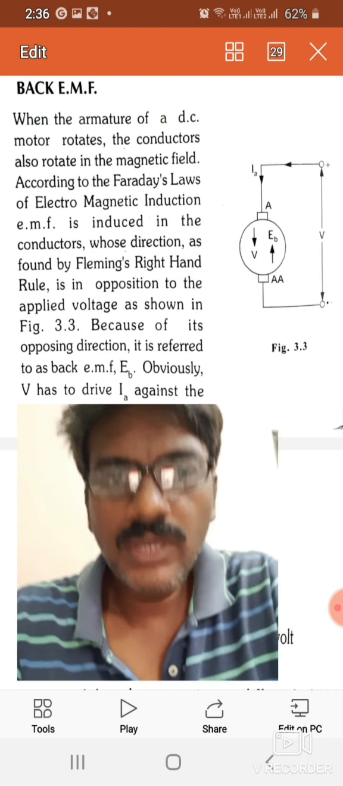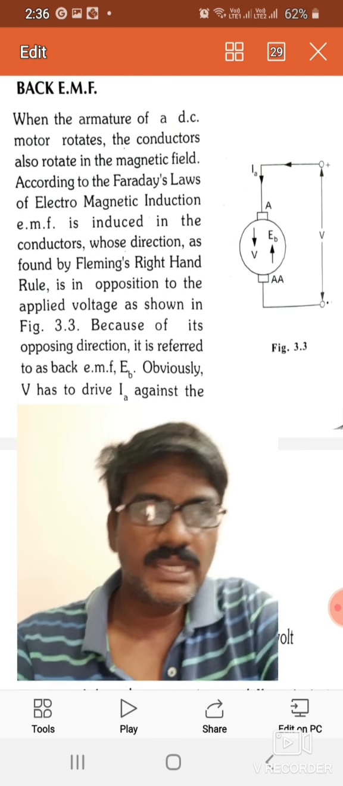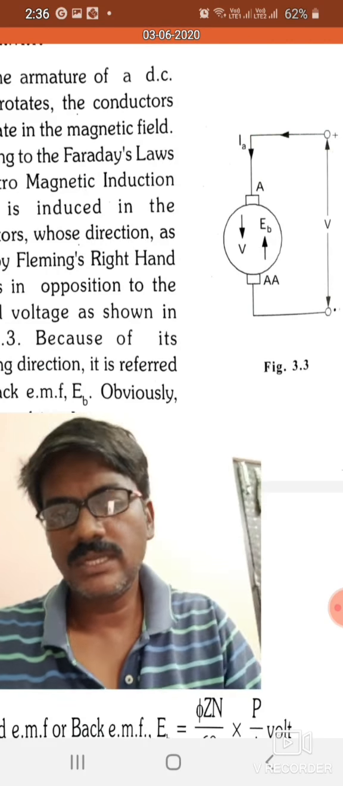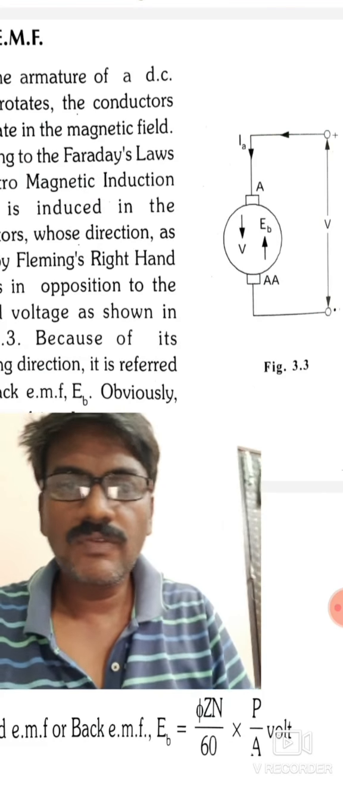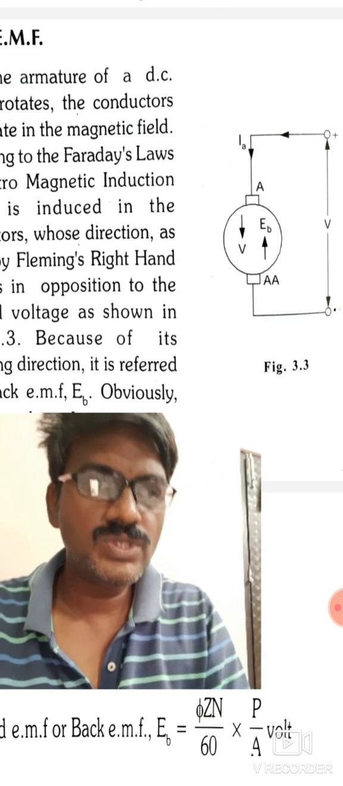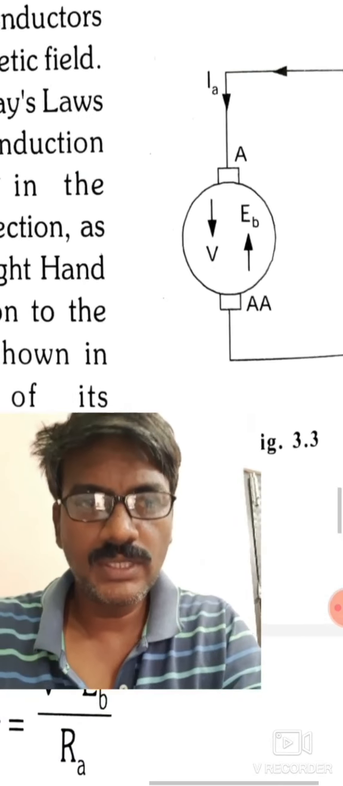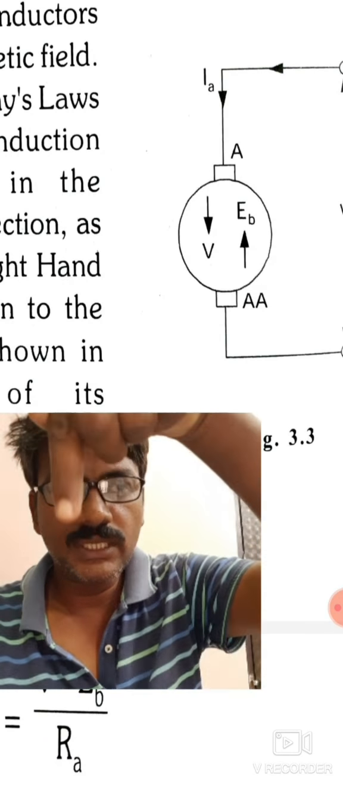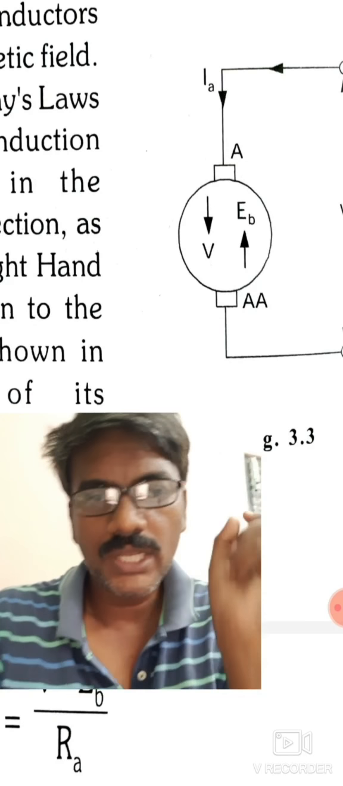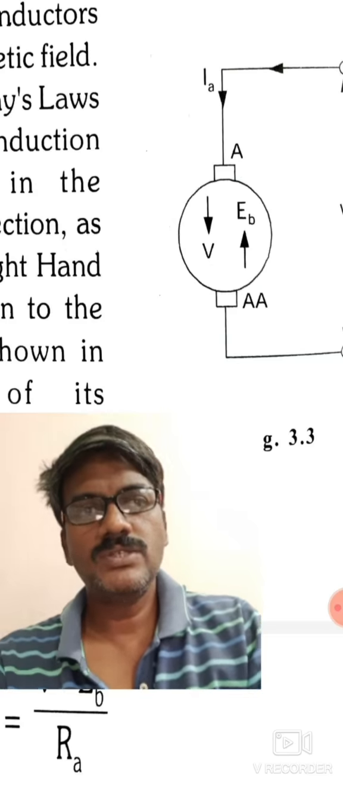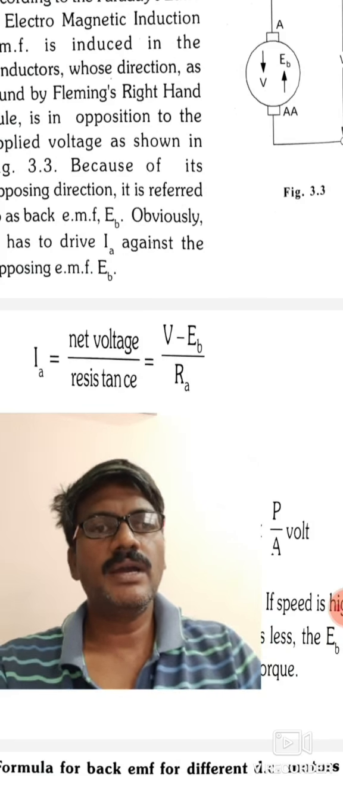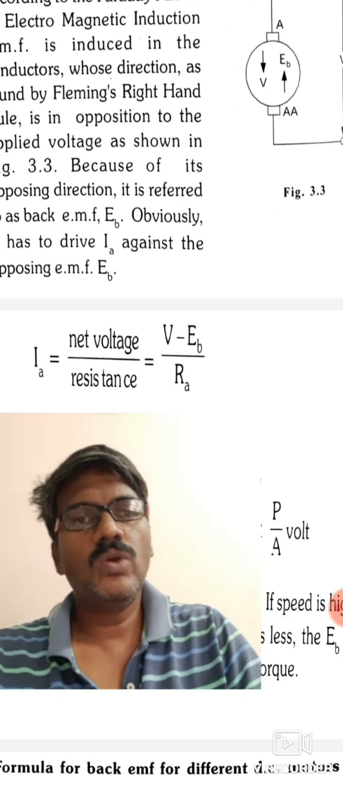In this case, we consider V as the supply voltage. Because of supply voltage, we get armature current. Because of armature current, we get a magnetic flux. As observed in the diagram, V is in the downward direction and EB is in the upward direction. It is always opposite to the supply voltage. The armature current is given by V minus EB by RA, net voltage by resistance.